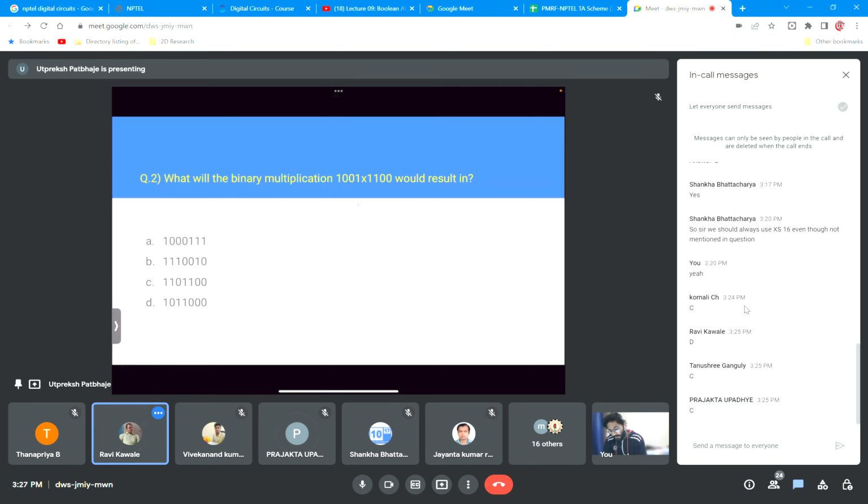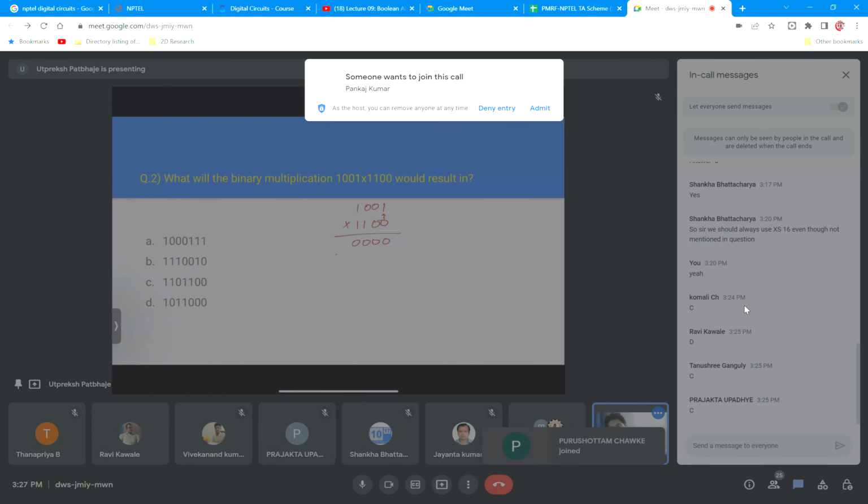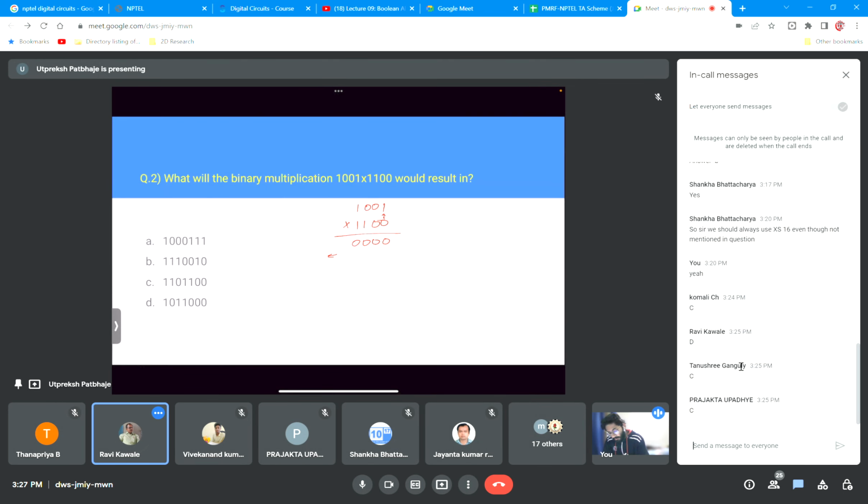So let's start with this. We have 1001 into 1100. As you guys would be aware, how multiplication works is that you have to multiply the whole number one bit at a time. So we will start by multiplying with 0. If you multiply 0 to this number, this will be 0000. Then you have to move a step to the left and again multiply the next bit to the number which is at top. That will again give 0000. Then comes the turn of this third bit. So this will give out 1001.